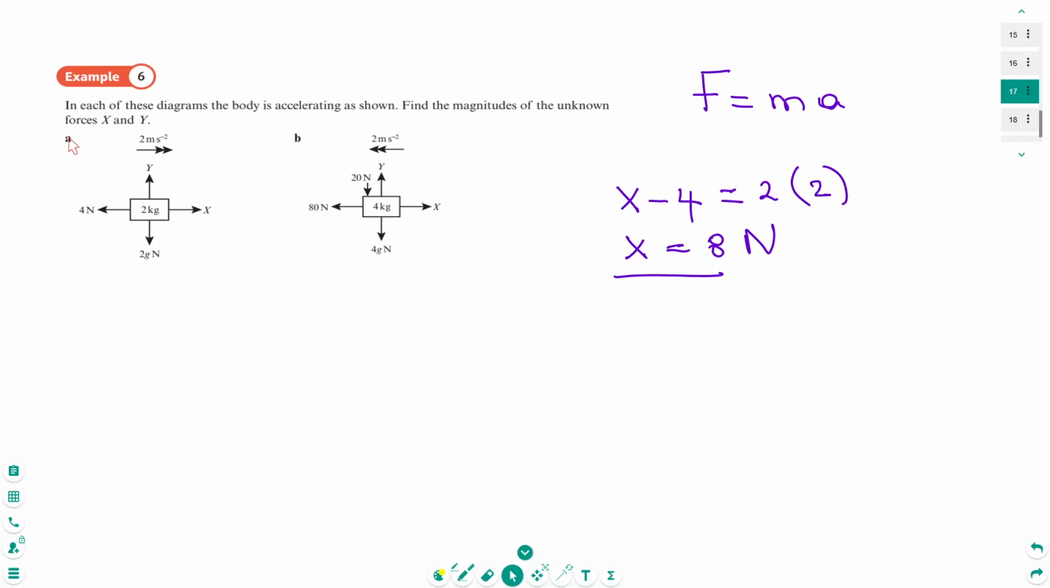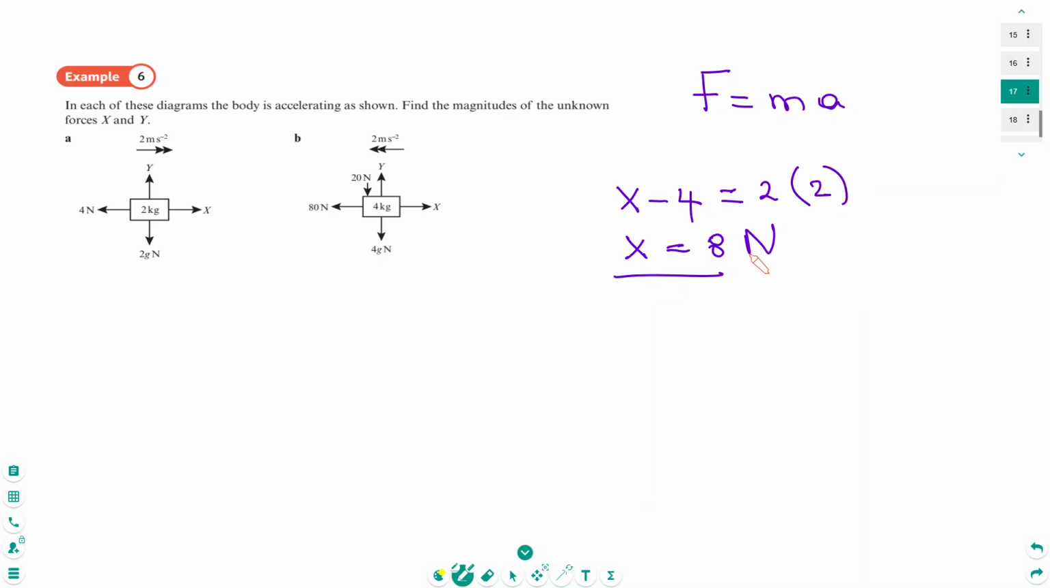So by considering the first example, the movement is horizontal, therefore the vertical forces are 0. So let's start from the horizontal forces. The horizontal forces are plus x minus 4. And we make this equal to 2 times 2, the mass times acceleration. Therefore, the x force is 8 newtons.